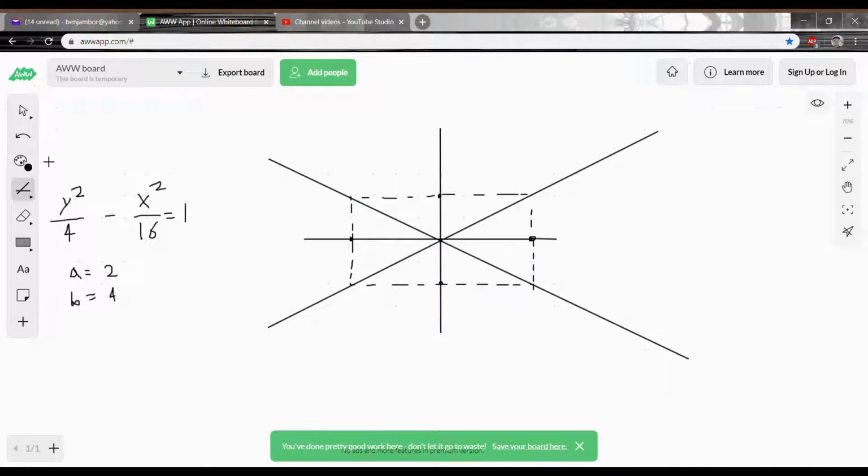That's pretty close. And when we draw our hyperbola, we're going to begin from the vertex, open towards the asymptotes, but never quite touch them. Like this.